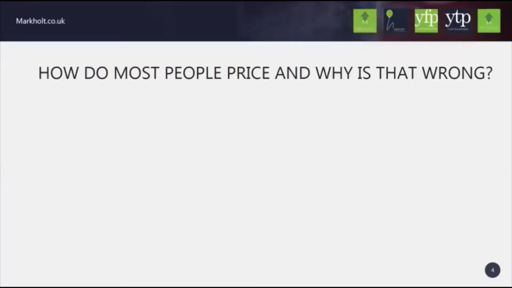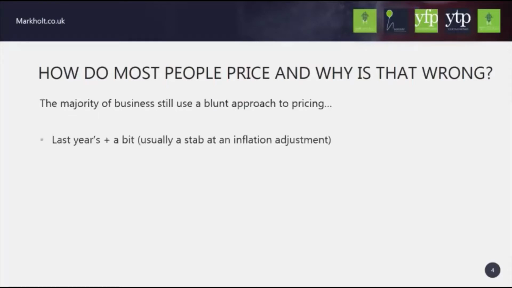I guess the starting point for me when I talk to lots of businesses is, well, how do people do it at the moment and why is that wrong? And I would say, with very, very few exceptions, our business clients would have one of these 4 different approaches to pricing. So the most common one, if you sell boxes or regular repeat services, is what did we charge last year? Let's add a bit on.